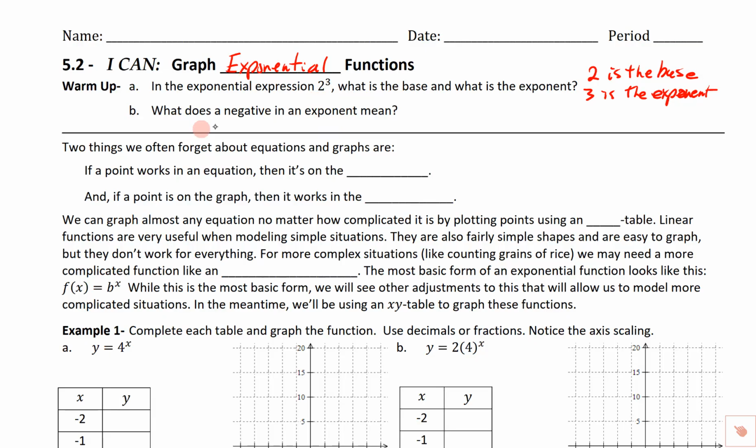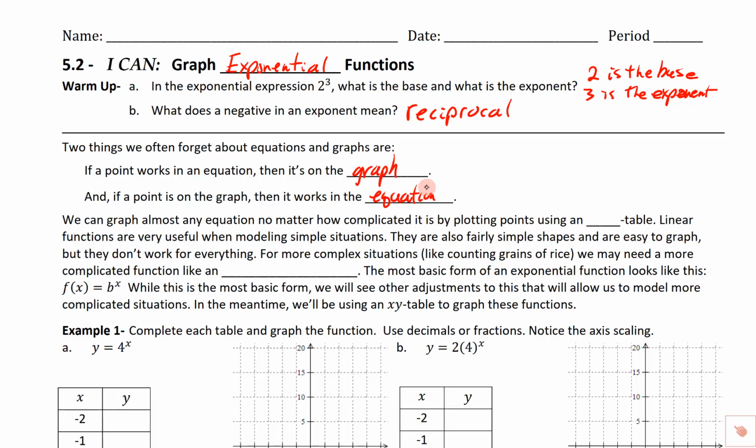And then part B says, what does a negative in the exponent mean? Well, remember, a negative in the exponent means reciprocal. Reciprocal. Okay, so keep that in mind because that's going to come up a little bit later. Now, there are 2 things that we often forget about equations and graphing. The first one is if a point works in the equation, then it's on the graph. And vice versa, if a point's on the graph, then it works in the equation. Now, when we say it works in the equation, what we mean is it makes the equation true.